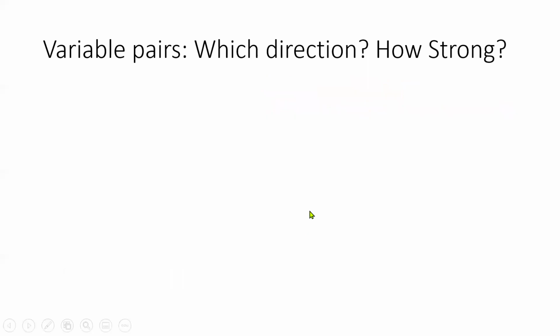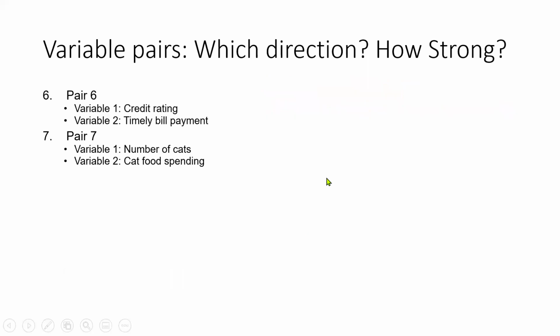Let's just do a couple more here. Oh, I see. Here they are. How about pair 6, credit rating and timely bill payment, direction and strength? Your credit rating, how good you are with your credit, and how often you pay your bills on time. Positive and strong, I'm seeing from you guys. Positive, moderate, good, good. And yeah, timely bill payment plays a big role in your credit rating, doesn't it?